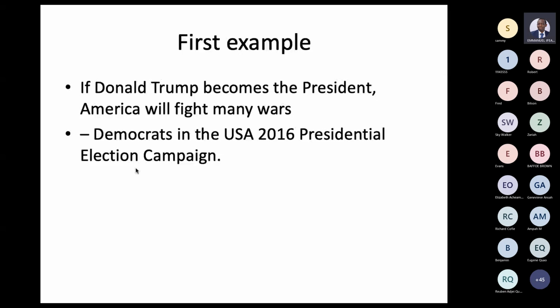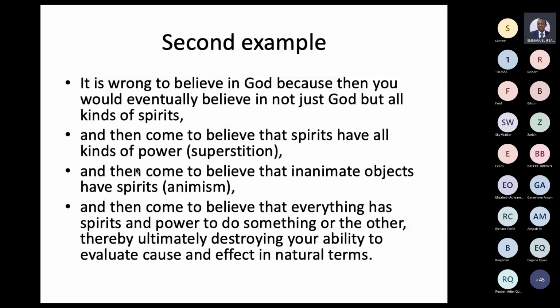Second example: it is wrong to believe in God because then you would eventually believe in not just God but all kinds of spirits. And then you come to believe that spirits have all kinds of power, and that inanimate objects have spirits, which is animism. And then you come to believe that everything with spirits and power has the power to do something, and that destroys your ability to evaluate cause and effect in natural terms. So this argument is that if you believe in God, eventually the belief will destroy your ability to evaluate cause and effect in natural terms, because you end up believing that every cause is spiritual, and things like that.